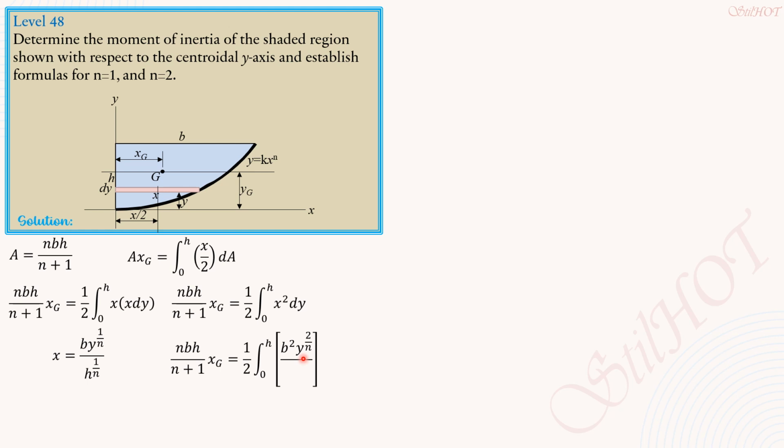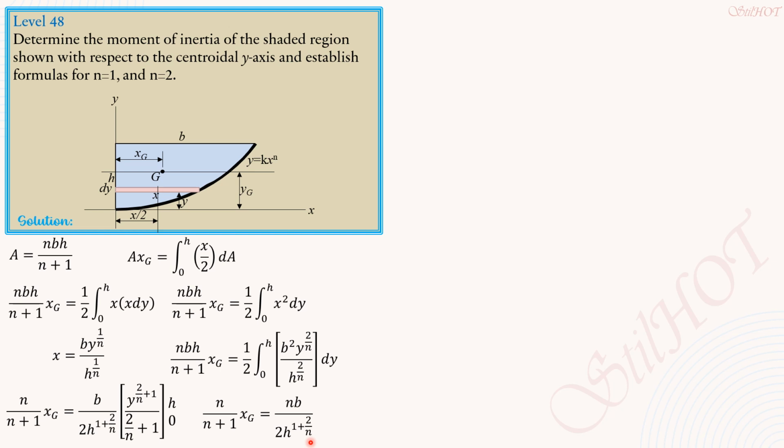b square, we square this, b square y to the 2 over n over h to the 2 over n dy. So we cancel b and combine h with h to the 2 over n. So n over n plus 1 xg equals b, because this is b square, cancel b, over 2 h to the 2n plus 1, or 1 plus 2 over n. Then the integral of y to the 2 over n dy is y to the 2 over n plus 1 over 2 over n plus 1 by power formula. So simplifying, n over n plus 1 xg equals n b over 2 h to the 1 plus 2 over n.